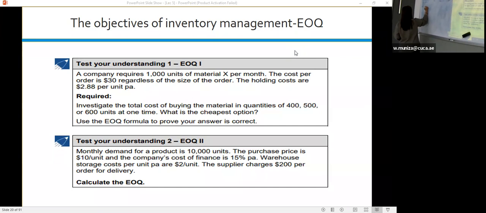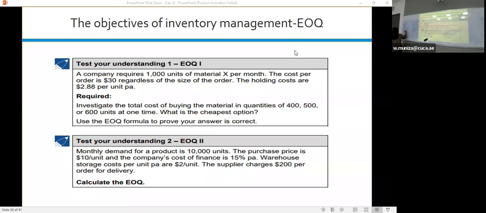Now we are going to calculate the cost of ordering. What is the formula? Cost of ordering one unit multiplied by number of orders. How do we calculate the number of orders? Annual demand divided by order quantity. Okay, now cost of ordering one unit is how much? 30, is it? And number of orders for every quantity you have to calculate. So cost of ordering one unit is 30. Number of orders: annual demand is how much? 1,000 units is monthly and multiplied by 12, 12,000 divided by order quantity.